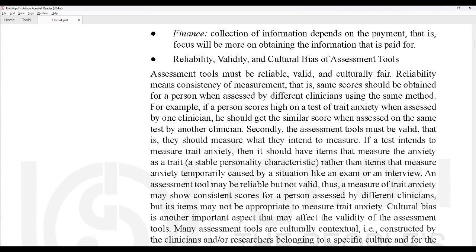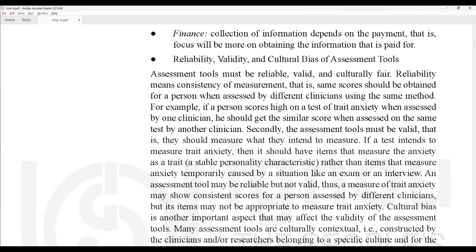Secondly, the assessment tools must be valid, that is, they should measure what they intend to measure. If a test intends to measure trait anxiety, then it should have items that measure anxiety as a trait, a stable personality characteristic, rather than items that measure anxiety temporarily caused by a situation like an exam or an interview. An assessment tool may be reliable but not valid. Thus, a measure of trait anxiety may show consistent scores for a person assessed by different clinicians, but its items may not be appropriate to measure trait anxiety.